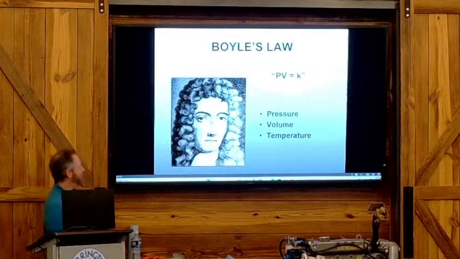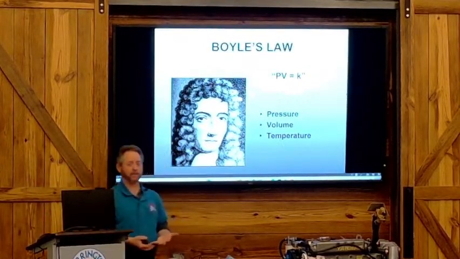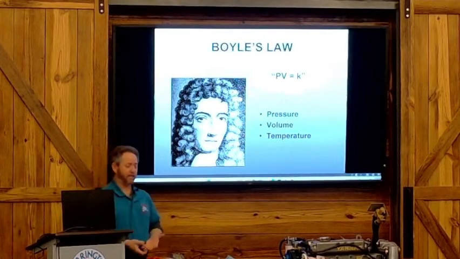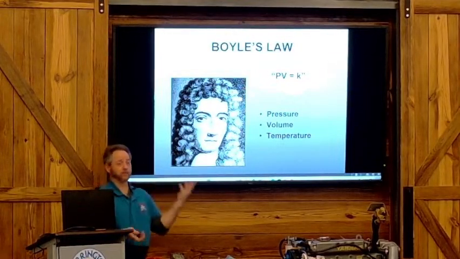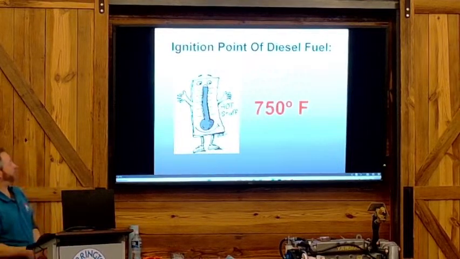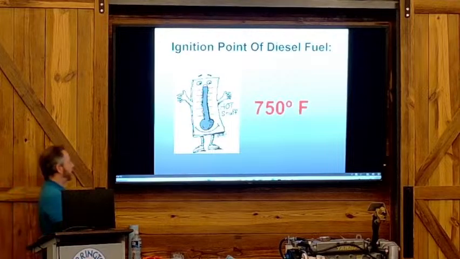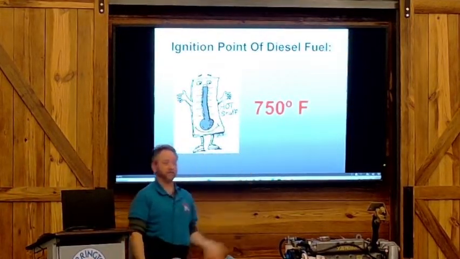But yeah, so he's the guy that came up with the idea that it's a relationship between pressure, volume, and temperature. And so basically he came up with the idea that if you take a volume of air and you compress it rapidly, the temperature goes up. According to the author, Nigel Calder, of the book we use in our classroom, the ignition point of diesel fuel is 750 degrees Fahrenheit.